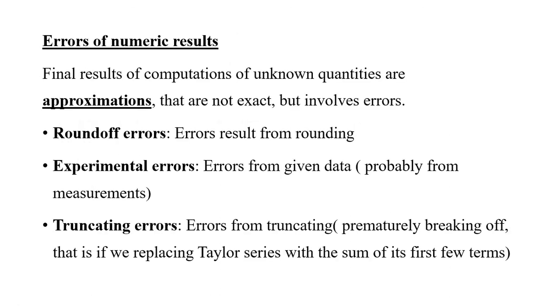I hope you have understood this. These are some different types of errors. Approximation errors, which is obtained by approximating, round off errors, experimental errors, and truncating errors caused by truncating, that is breaking off or chopping off the remaining part of the decimals. If you replace Taylor series with the sum of its first few terms, we get truncating errors. I hope you have understood this. Thank you.